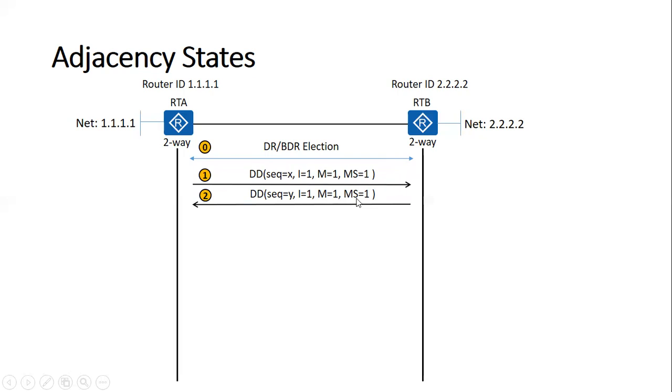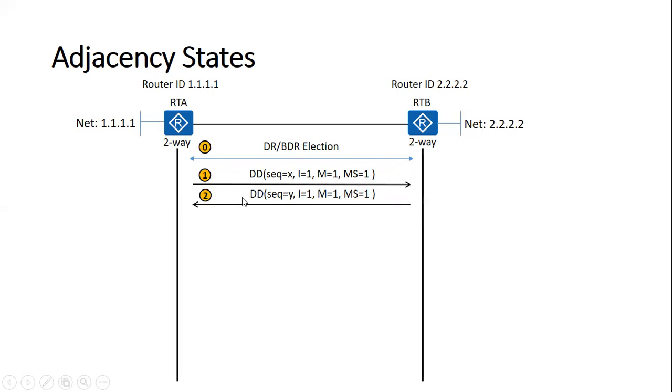So the master means I'll take control of the sequence numbers. So how to break the tie, because this one has assumed to be the master and this one has assumed to be the master? They will look at the router ID. Whichever has the highest router ID becomes the master. So this one has the highest router ID.